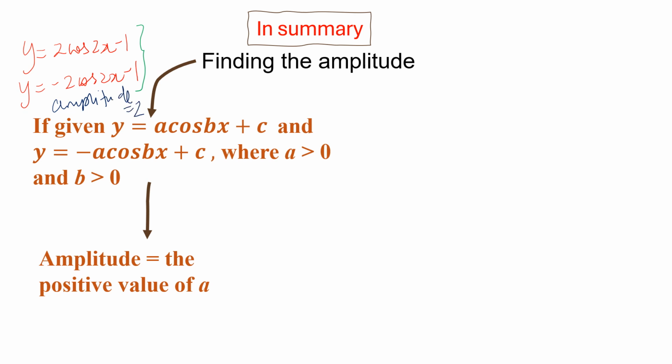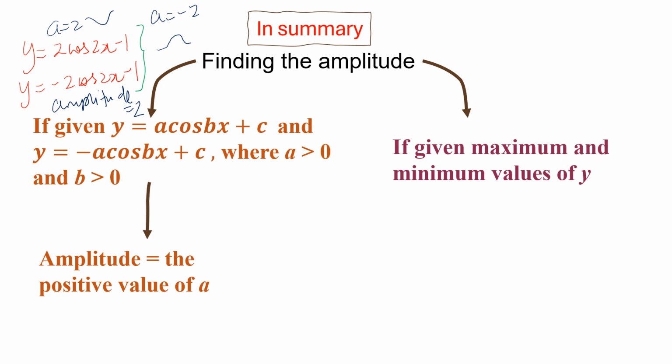Right? So if a equals 2, then it is an upright cosine curve, like this. If a equals -2, then it's inverted, upside down. Alright, another way of finding the amplitude would be similar to what we've learned in the sine function. That's taking the maximum value minus away the minimum value, divided by 2.